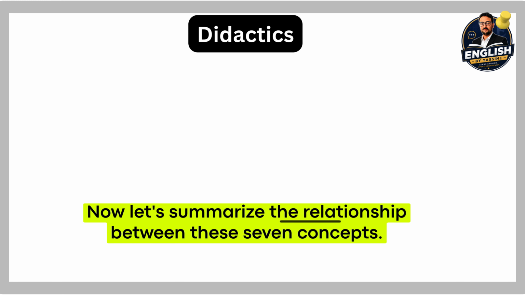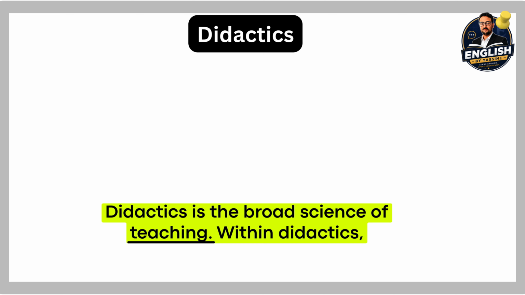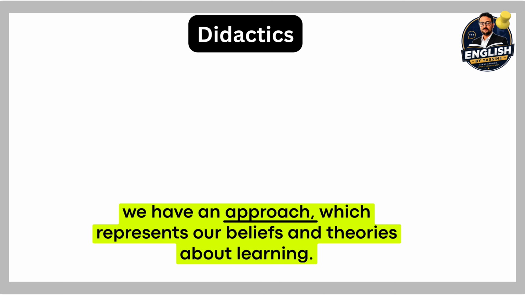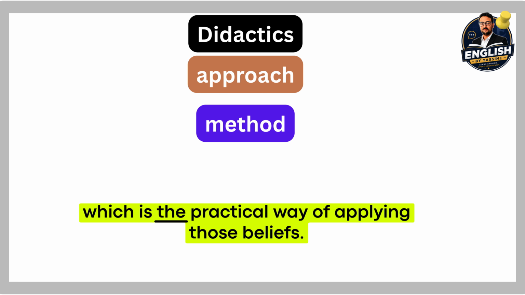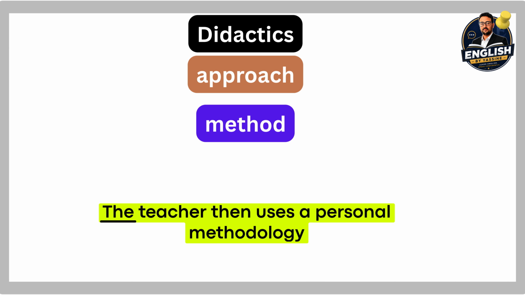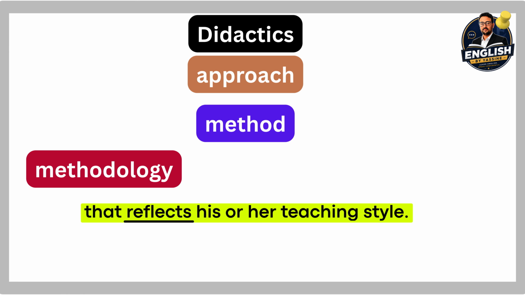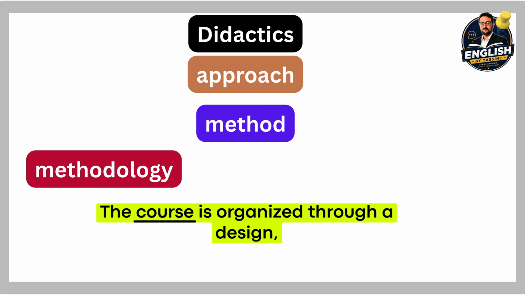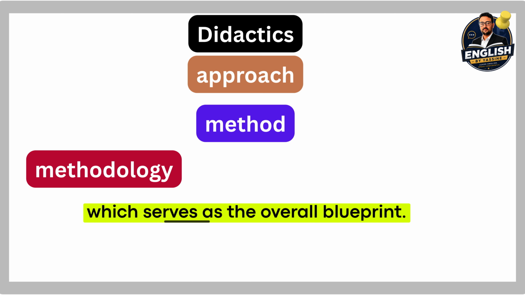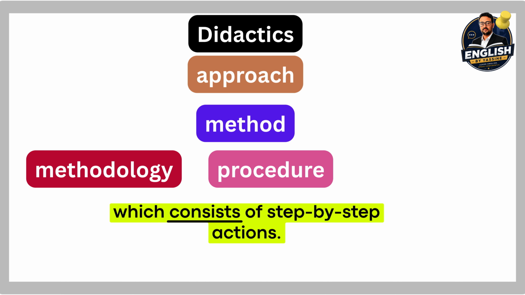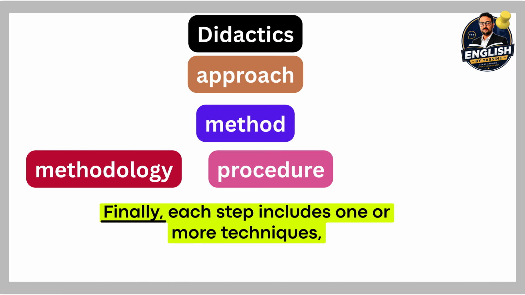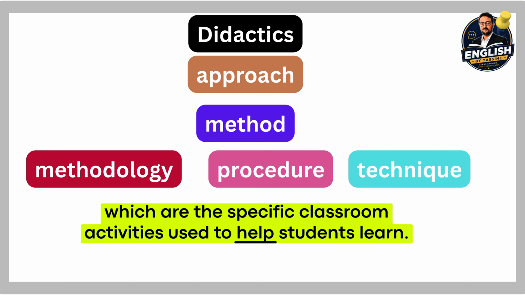Now let's summarize the relationship between these 7 concepts. Didactics is the broad science of teaching. Within didactics, we have an approach which represents our beliefs and theories about learning. The approach leads to a method, which is the practical way of applying those beliefs. The teacher then uses a personal methodology that reflects his or her teaching style. The course is organized through a design, which serves as the overall blueprint. During the lesson, the teacher follows a procedure, which consists of step-by-step actions. Finally, each step includes one or more techniques, which are the specific classroom activities used to help students learn.